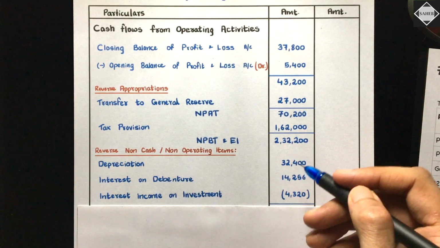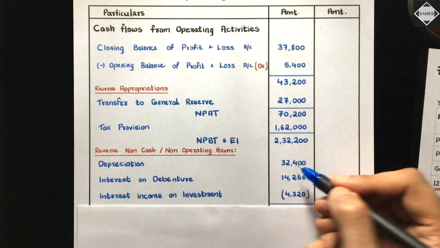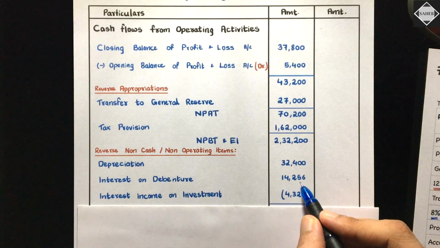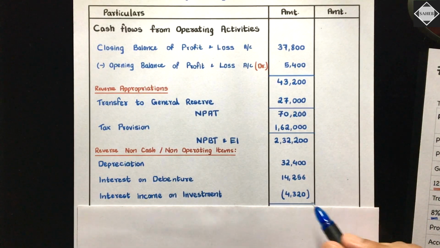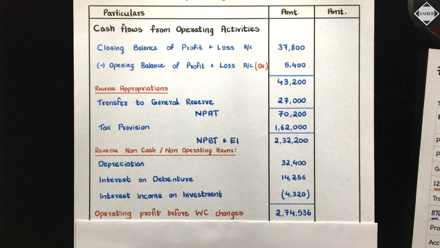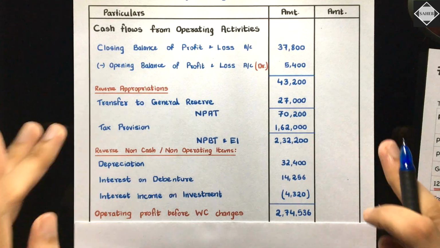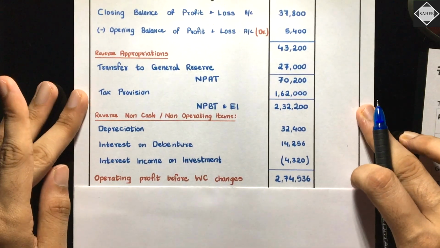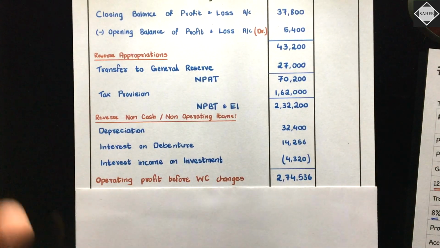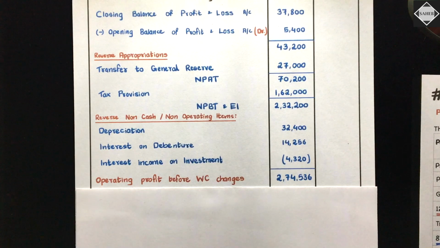So 2,32,200 plus 32,400 plus 14,256 minus 4,320, that is equal to 2,74,536. This is called operating profit before working capital changes. Then we do working capital changes. In working capital changes, we just go back to the question.